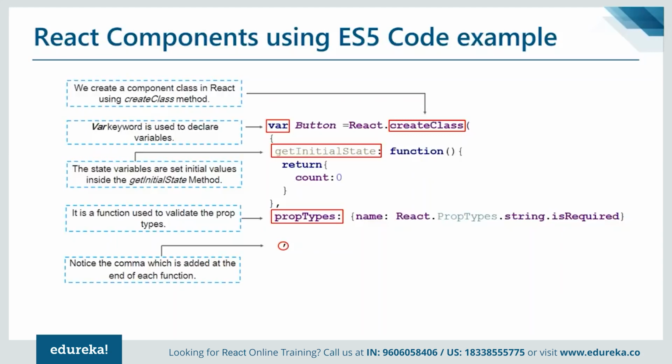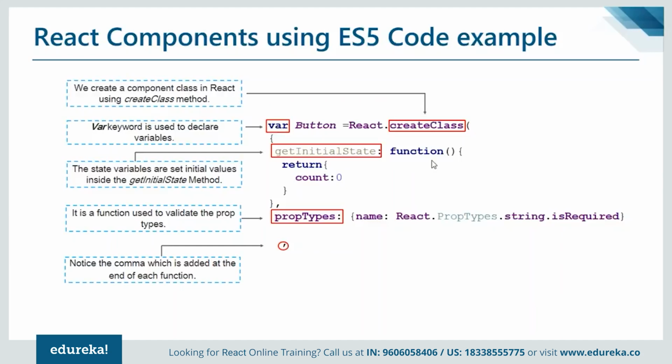So first of all, what we are doing here is creating a component class in React using the createClass method. This is the ES5 syntax, where Button equals React.createClass. So we are creating a component using the createClass method. Then the var keyword is used to declare the variables.